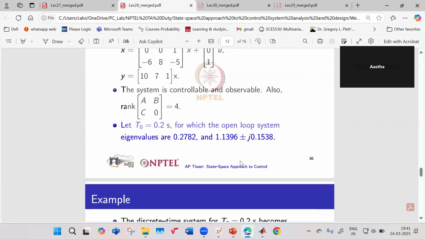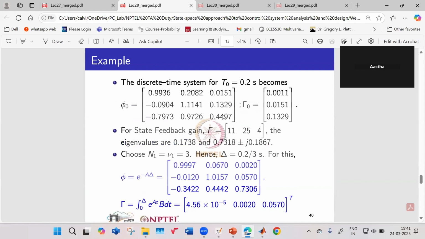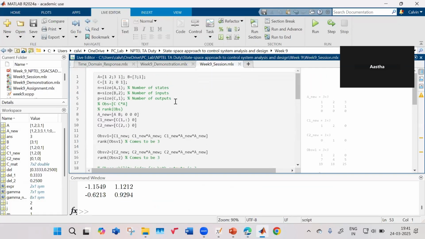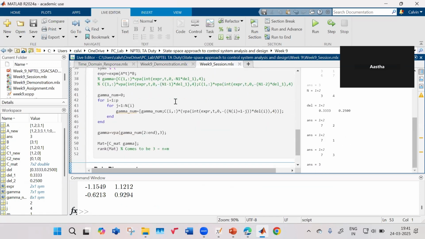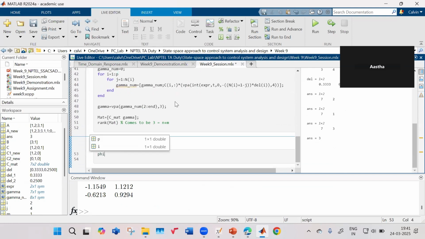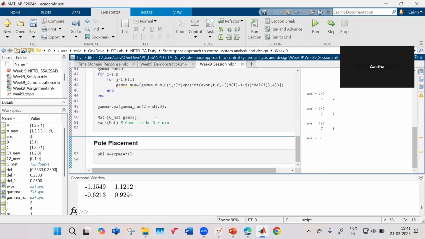For 80 and 40, so we have phi naught and gamma. In that we place the poles. We have to compute phi naught. So phi naught is EXPM of A into P naught. Okay, this is phi naught. We will get phi naught.